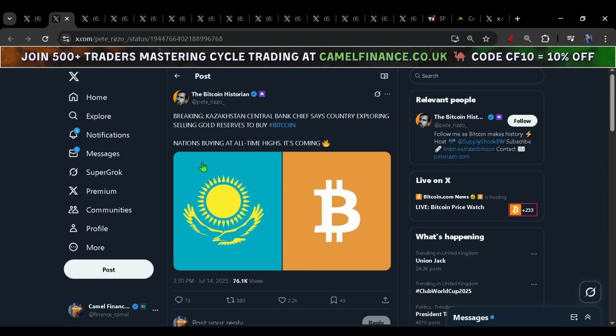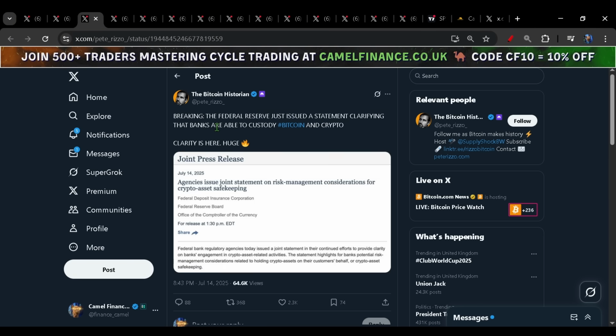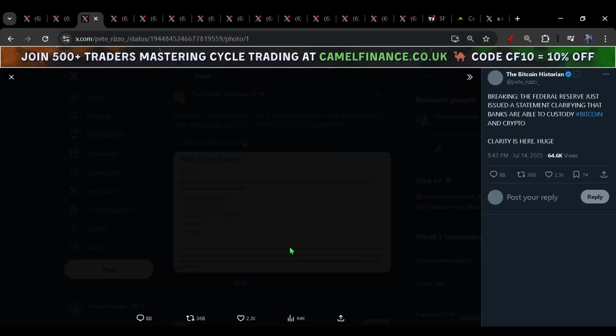Kicking things off with a bit of news, Kazakhstan's central bank is apparently exploring selling gold reserves to buy Bitcoin. That's pretty wild. I should note, I don't expect that to be a theme that persists. In other news, the Federal Reserve has just issued a statement clarifying the banks are about to be able to custody Bitcoin and crypto. That's pretty big, right?